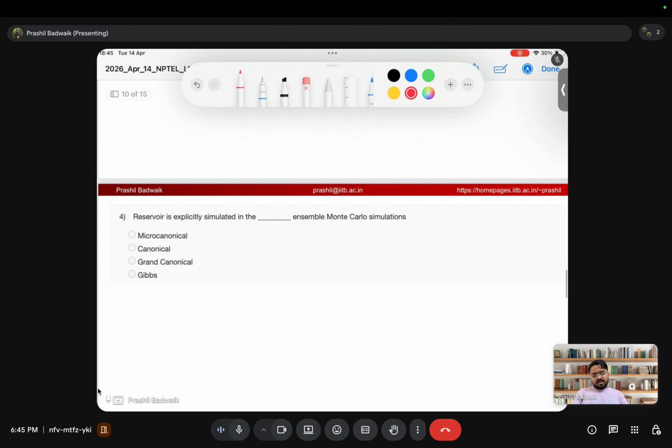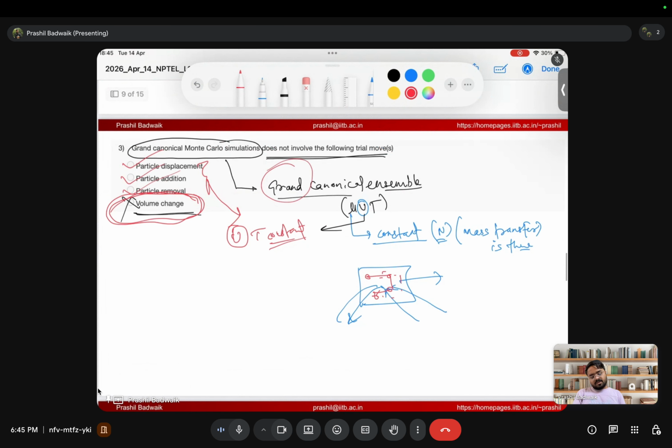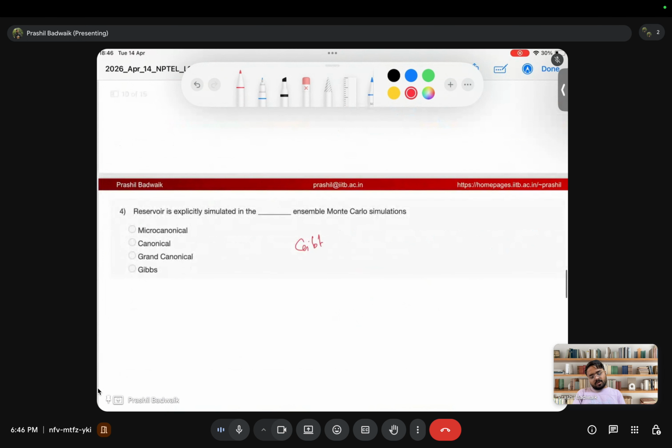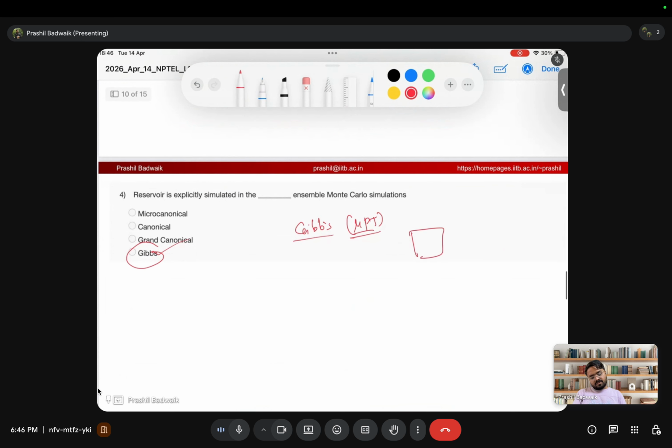Reservoir is explicitly simulated. So just like I had said, what is Grand Canonical ensemble? Similarly, there is Gibbs ensemble Monte Carlo simulation. The reservoir is explicitly simulated in Gibbs ensemble, right? So we have a reservoir. Similarly, in Grand Canonical Monte Carlo also we have a reservoir which has water molecules or any other chemical with which the system is exchanging particles. So this is also correct.